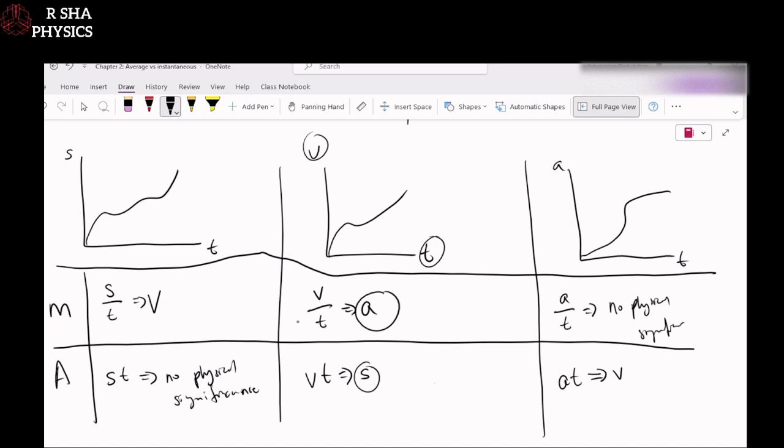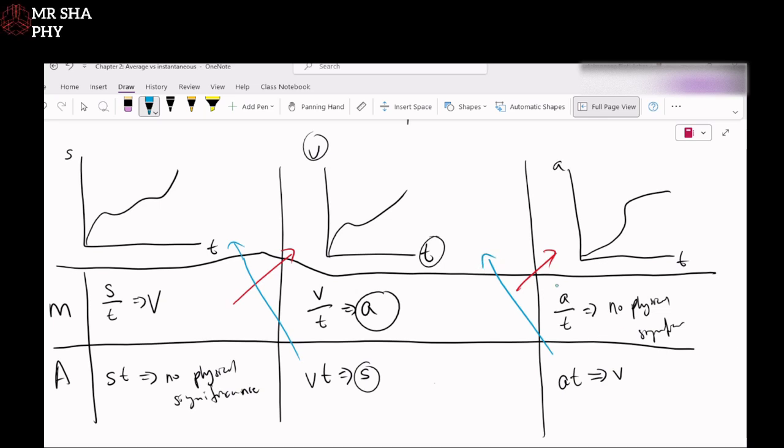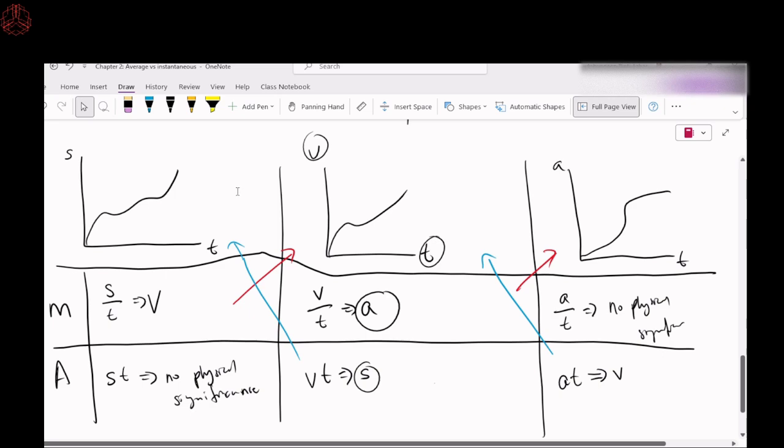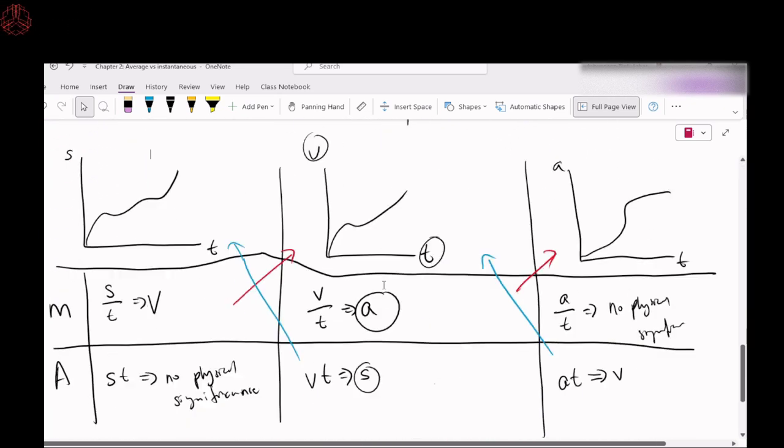So what we can see is that if we talk about gradient, we are referring to what's next. Whereas when I talk about the area under the graph, I'm talking about what was before. Right, so that is all on average and instantaneous quantities.